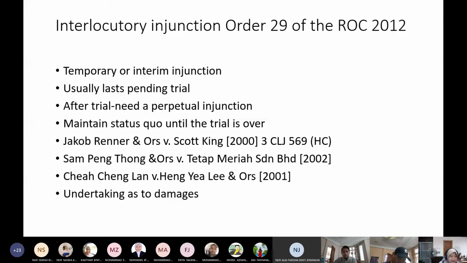If it's an urgent matter, Order 21, Rule 1, Sub Rule 3 must be complied with. He need not commence his action in the court. He can apply for an ex parte interlocutory injunction. And then for the affidavit, he must comply with Order 29, Rule 1, Sub Rule 2A.